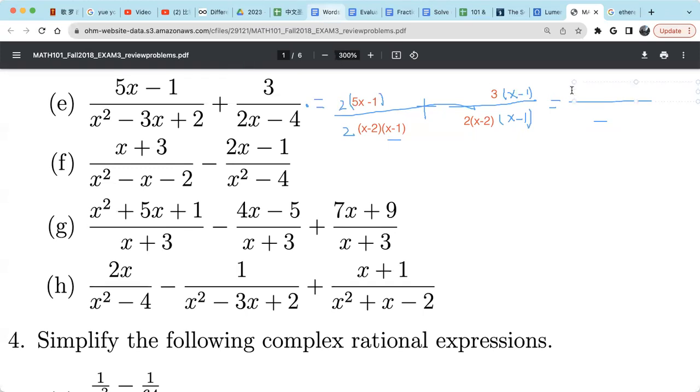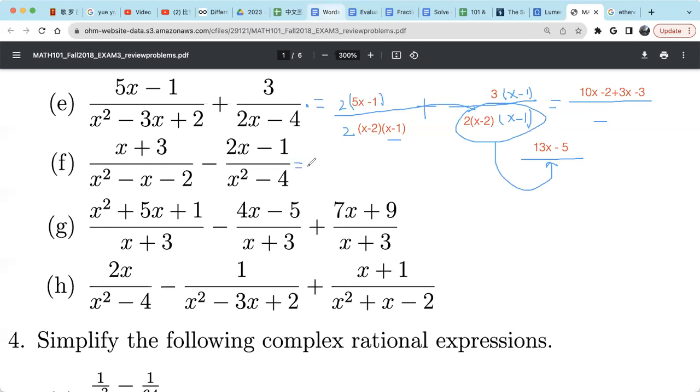The numerators, we have 2 times 5x, 10x, minus 1 times 2, which is 2. Then plus 3 times x, 3x, 3 times negative 1, that's negative 3. So we'll combine like terms, the numerator becomes 13x minus 5. Then divided by our common denominator. So this is our common denominator. We write below here. That's the answer.